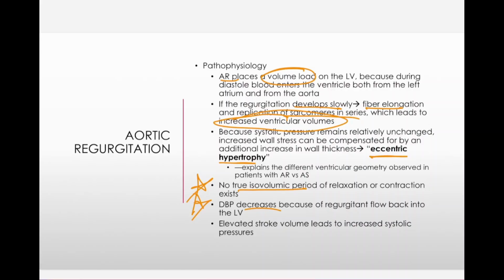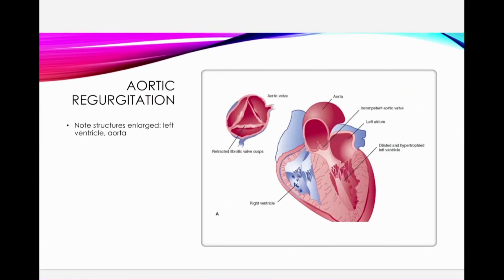And eventually they get elevated stroke volumes, which lead to increased systolic pressures because they have an increased end diastolic volume, because they're being filled from two spots. Backflow from the aorta, and the mitral valve, or the atria, filling normally. So this is what's going on with aortic regurgitation.